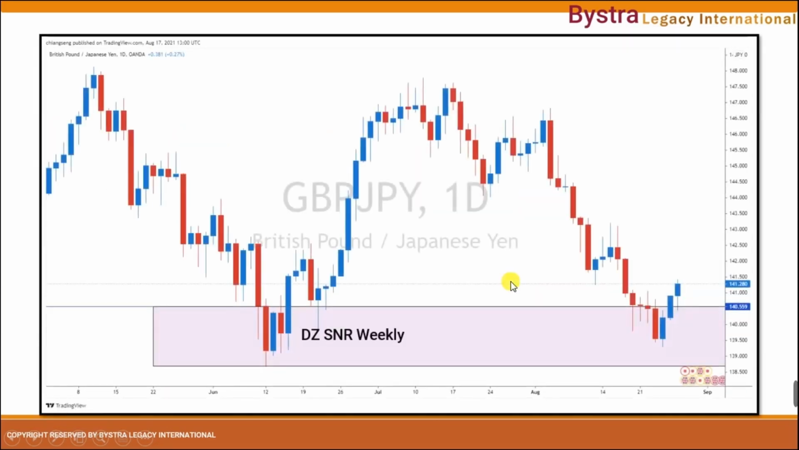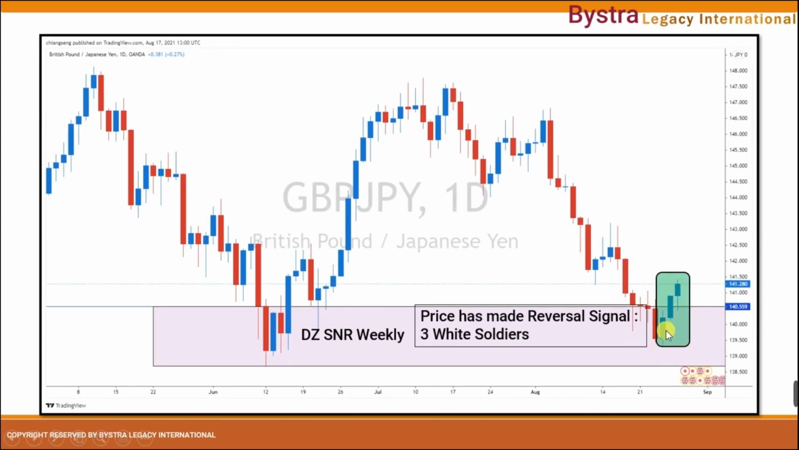So we wait. Once the daily time frame shows that there is a rejection, or what we call the candlestick reversal signal, price made three white soldiers, and at the same time it closed outside of this zone. Remember the CRS that we learned, the class on confirmation of rejection? Yes, we learned about that, okay? So have a look on Google for more detail on the CRS.